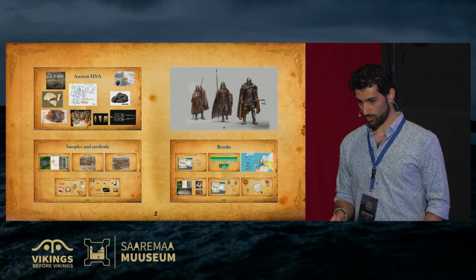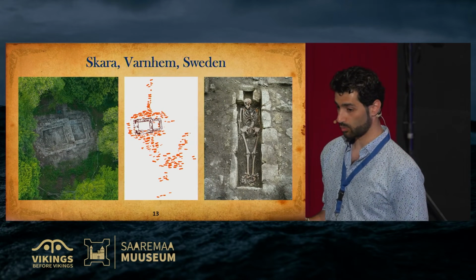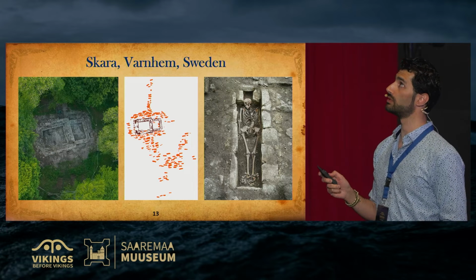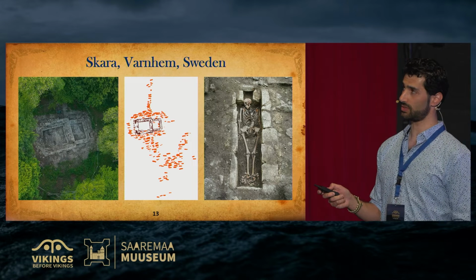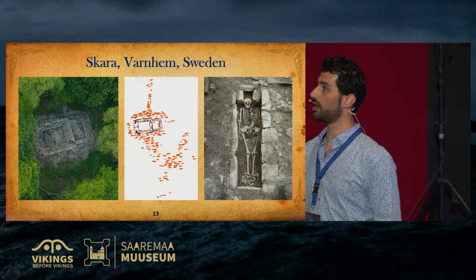Yeah, about the samples. So I'll just give you an overview of some of the sites that we had samples from, but there were many. But for example, this is Varnhem in southern Sweden. This is a Christian burial site. We see the outline of the church and a lot of burials here.